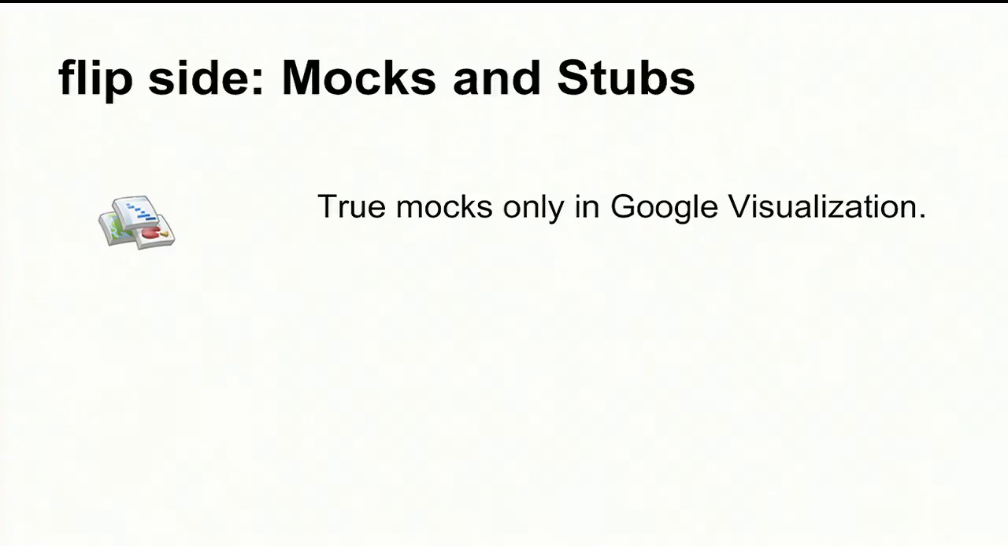The other side, how do you avoid dependencies, is by using mocks and stubs. In these test suites, only Google Visualization used true mocks, in the sense that you have an object for which you're recording expectations. There are stubs in 4 other suites, so they create dummy objects which have no functionality, but you can call the right methods.